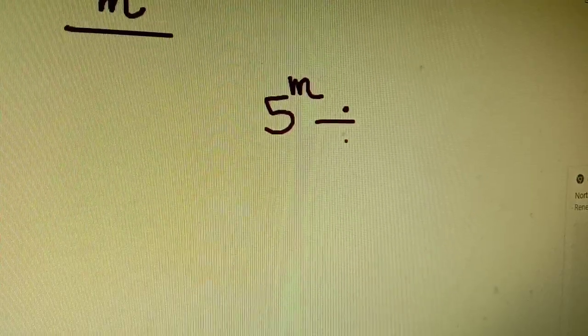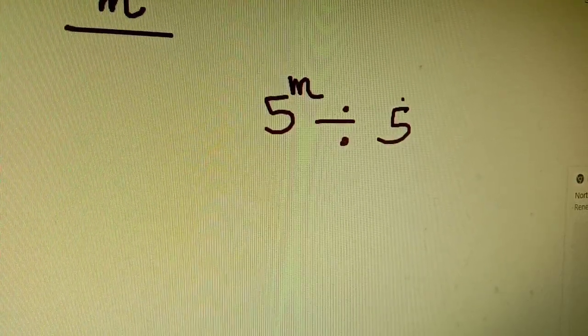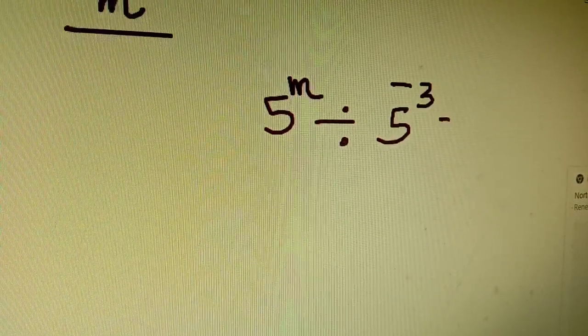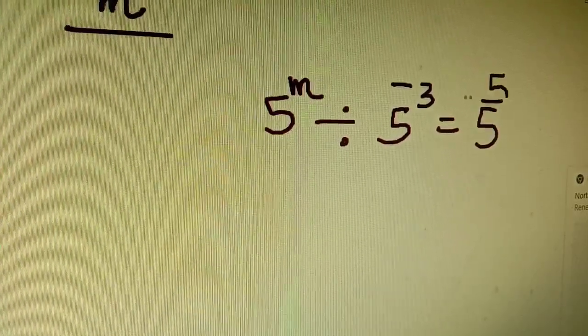Okay, these all are very simple questions. If you know the formulas, those laws, then everything is very simple. Okay, now we can move to the fifth question. The question is this way: find the value of m. Here it is given: 5 to the power of m divided by 5 to the power of -3 is equal to 5 to the power of 5. Such a condition is given.